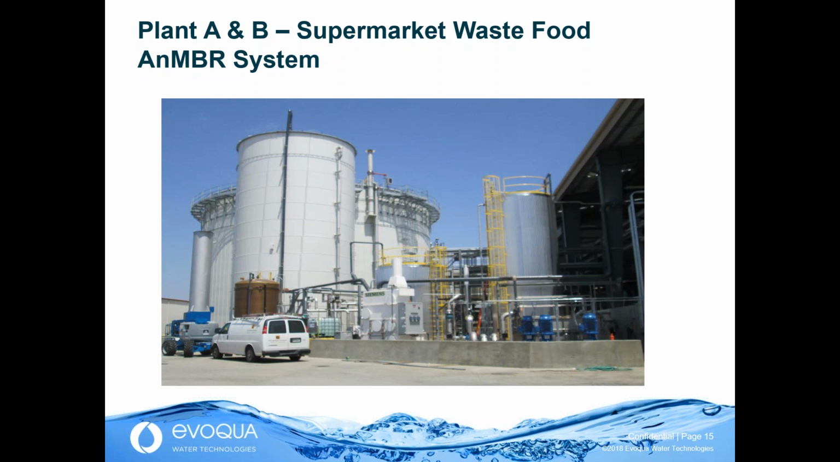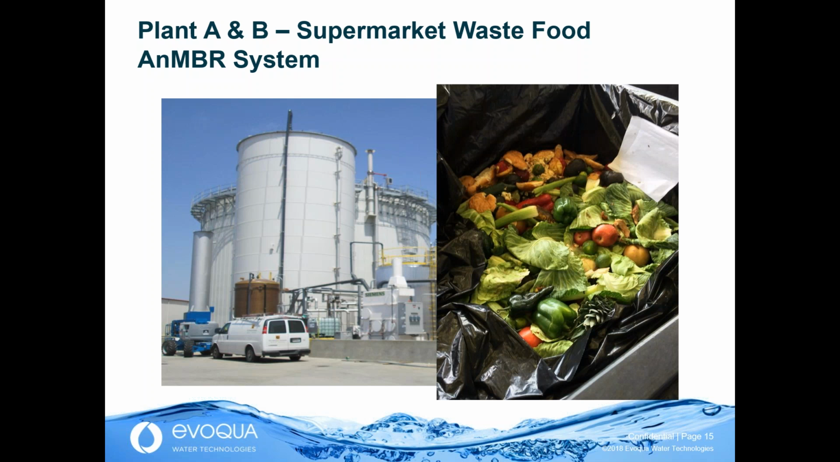For these 2 particular systems with anaerobic MBRs, when the food is returned to the distribution center, it's separated, they remove the plastic and everything else, and then it's macerated and liquefied into a form that can be fed to the anaerobic MBR. Since the anaerobic MBR provides complete retention of solids, the solids from the food waste are fully digested.